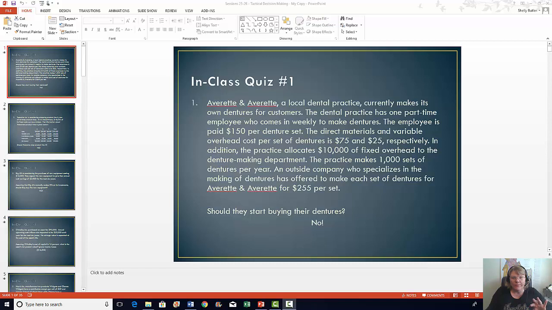We finished module 3, and now we're into module 4, and this is where we start making decisions.